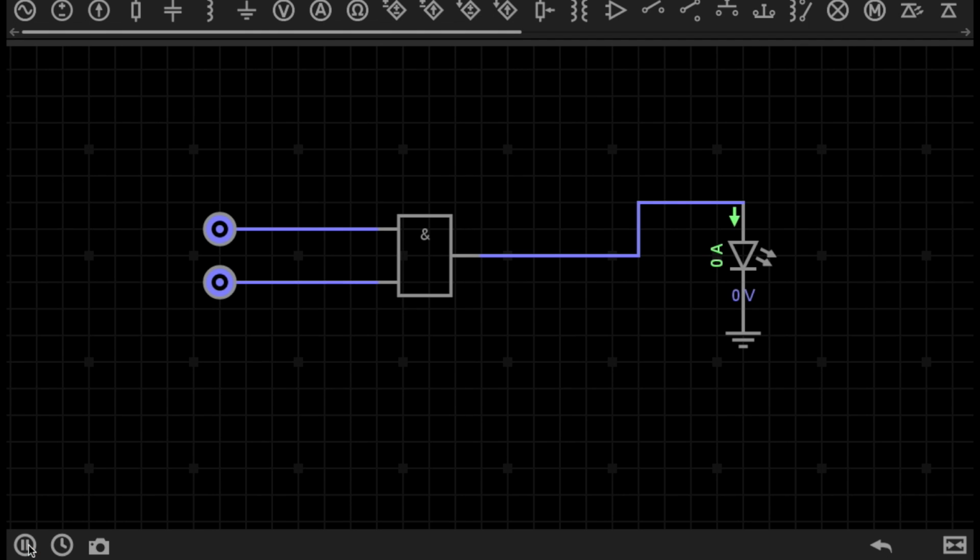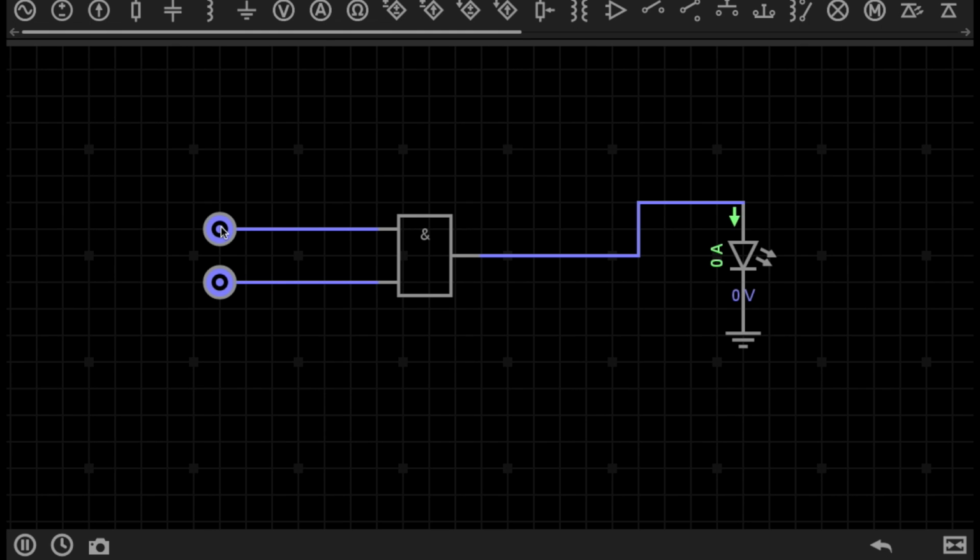So we're going to play this circuit, and as you can see, no current is flowing through the LED on the output. It's not letting any current flow through. And that's because our logic inputs to this logic gate are completely off. Both of them are on a logic low, or 0 volts.